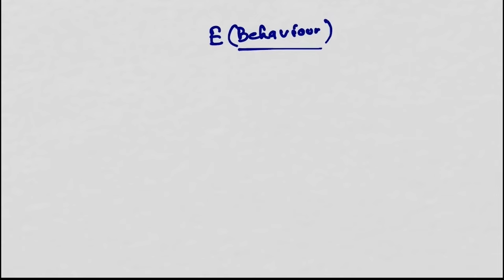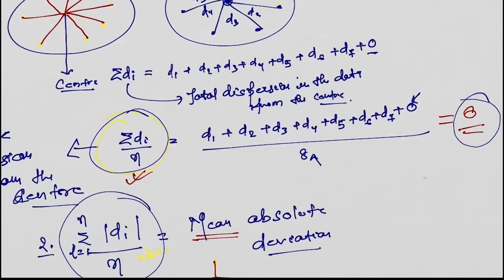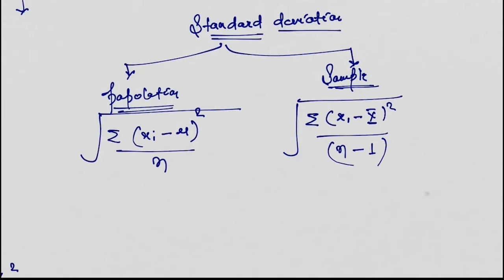And can't you feel it, that it is the discussion of this person only? This is a discussion of the moment two. Moment two is what? Variability in the data, or the dispersion in the data from the expected behavior, from the mean. See, average deviation, average dispersion from the center. What is center? Center is the mean, expected behavior. So therefore, the standard deviation is the best measure for the risk.